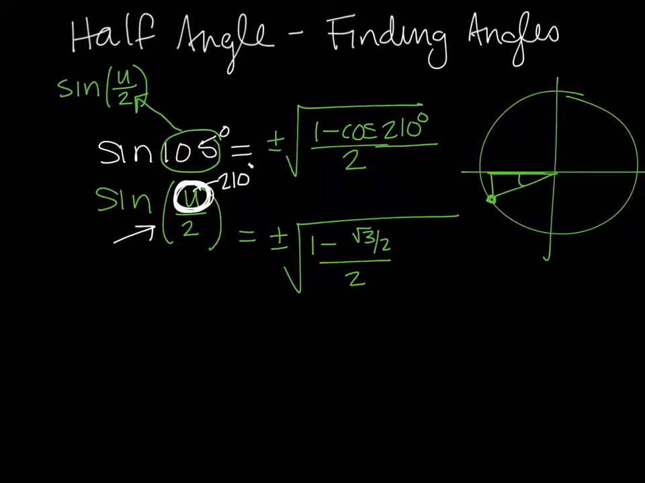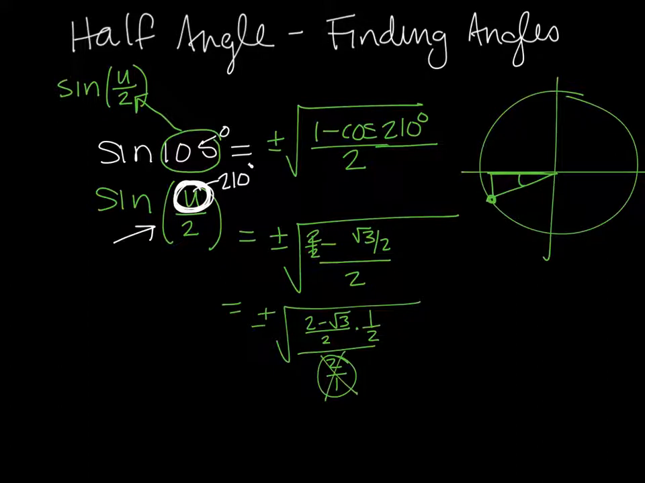I'm going to make a common denominator because I have to get the top as one fraction. And I get 2 minus root 3, so I write 2 minus root 3 over 2, and that's all being divided by 2. Now I have a fraction being divided by 2, so I'm dividing by a fraction: I multiply by the reciprocal of the bottom. Then I get plus or minus the square root, and on the top, 2 minus root 3 times 1, so it's 2 minus root 3. On the bottom, I get 2 times 2, that's 4.